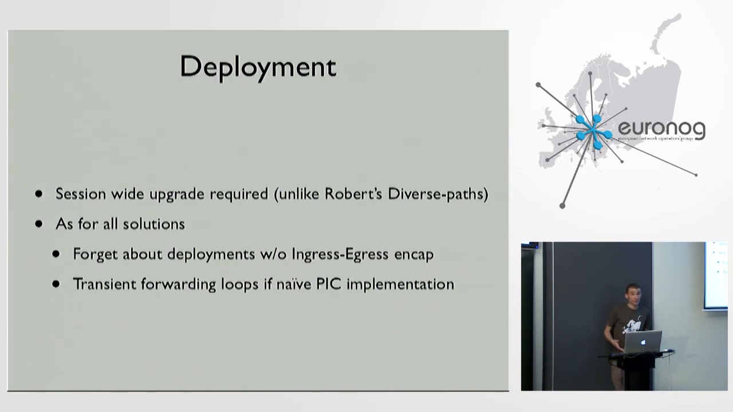From a deployment point of view, if your PE comes from a vendor that will not support add path, it's useless, right? If the route reflector speaks add path and the PE doesn't, you can do everything you want, you will not get PIC working in your network. As compared to Robert Raszuk's proposal of diverse paths, where you establish multiple sessions in parallel, this you can do with a PE that does not know anything about PIC, right?